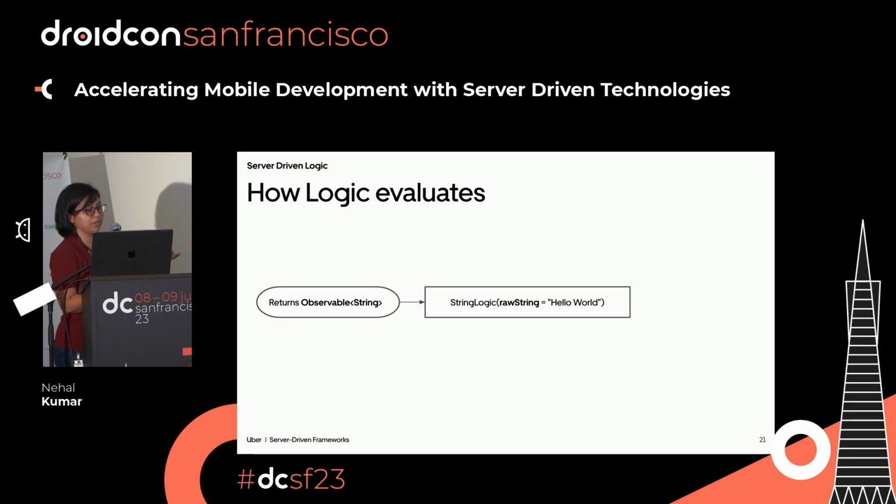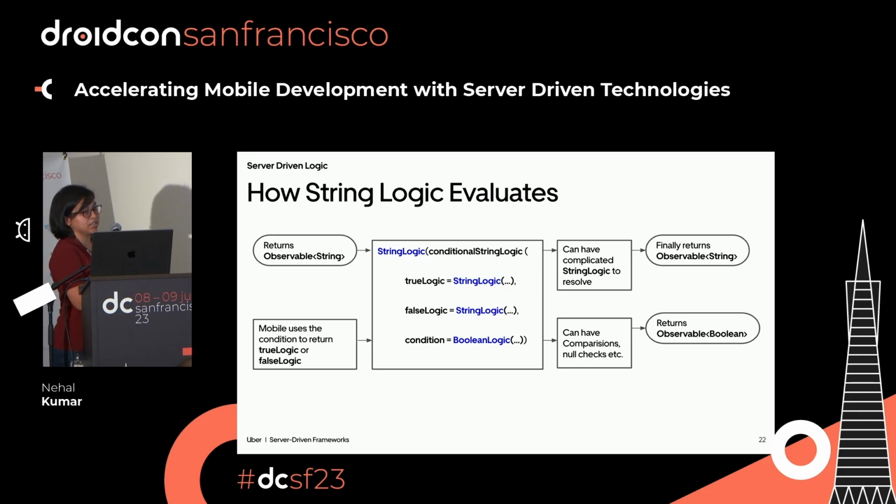Here you see a pretty simple example, which sends down a string logic from the backend. In this case, the type is raw string. So on mobile, I know that whenever there's a raw string, all you have to do is take whatever is sent, push it into an observable, and then update the UI. So whenever this logic gets evaluated, the button will say hello world.